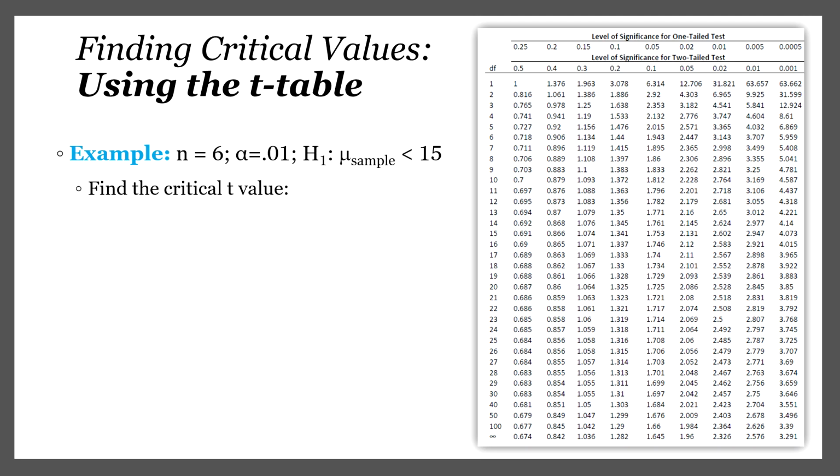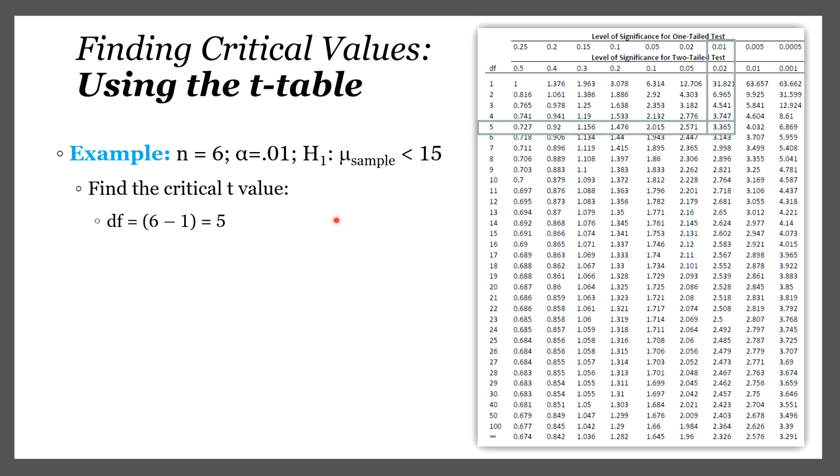Okay, so just a little bit of practice using the table. For example, suppose we have a sample size of 6. Our alpha is 0.01. Our alternative hypothesis is mu of sample is less than 15. That implies a one-tail test looking at the left tail below the mean. And we want to find the critical value for this study. So degrees of freedom is going to be n minus 1, sample size minus 1, so 5. So that will be our row.